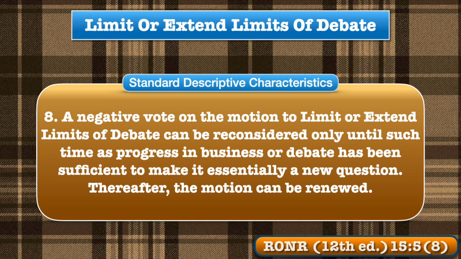Before we end this video, we should cover another concept that you will encounter with standard descriptive characteristic number 8. That is that some motions can be reconsidered only for a certain time. For an example, if we look at the motion Limit or Extend Limits of Debate, we see that standard descriptive characteristic number 8 says, a negative vote on the motion to limit or extend limits of debate can be reconsidered only until such time as progress in business or debate has been sufficient to make it essentially a new question. Thereafter, the motion can be renewed.